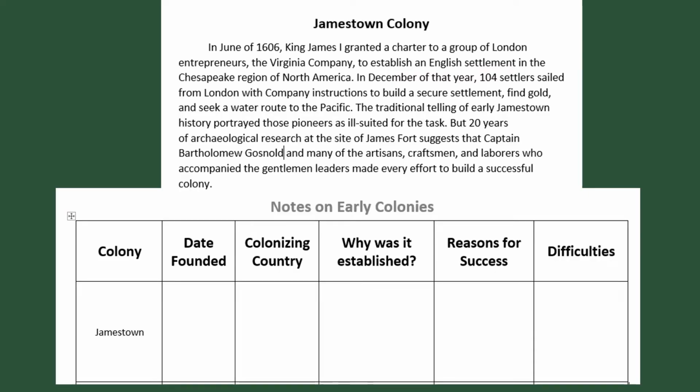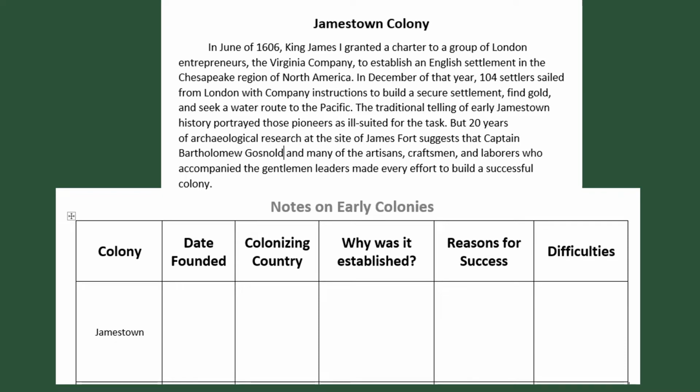Together in this video, we are going to read about Jamestown Colony and complete the notes on this colony. However, after this video and after your team's meeting with your teacher, you are going to become an expert on one colony. You are going to read about one colony and complete this note-taking sheet on that colony. You will become an expert on the colony and actually share out in social studies on Wednesday. Let's go ahead and start with Jamestown Colony.